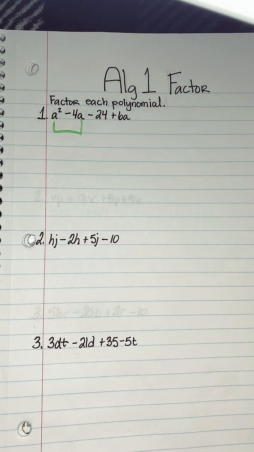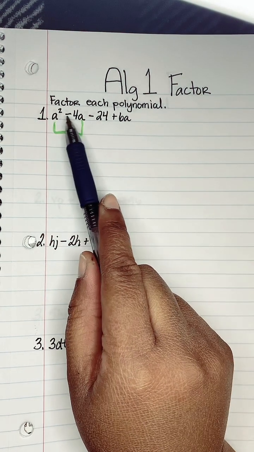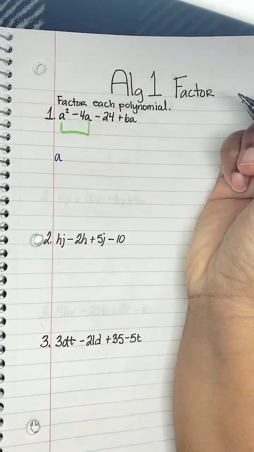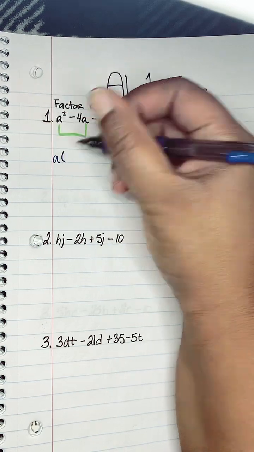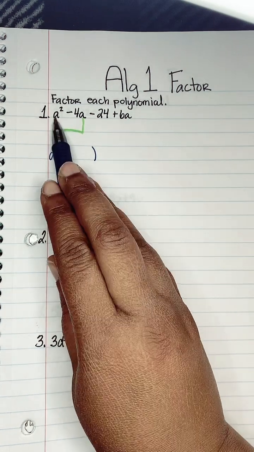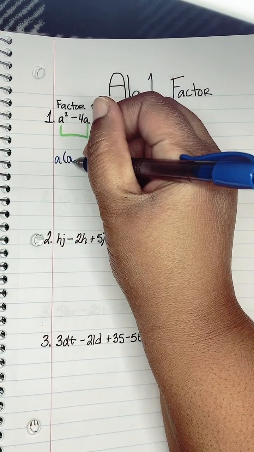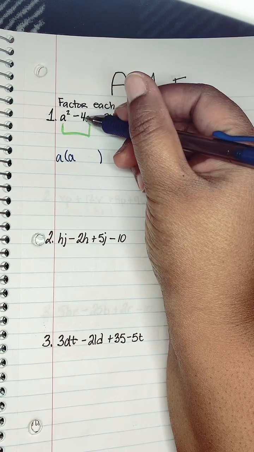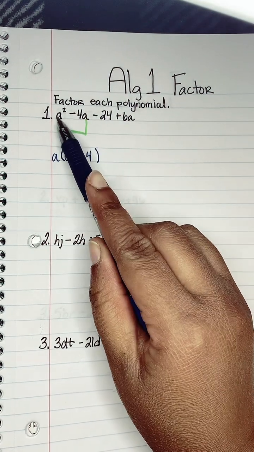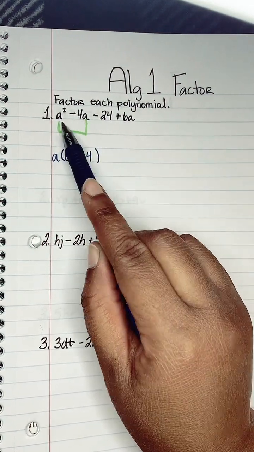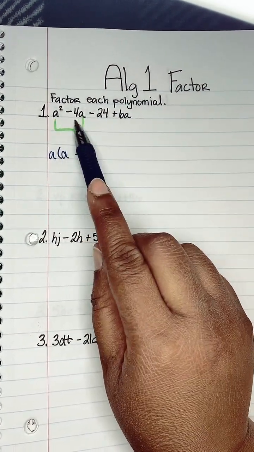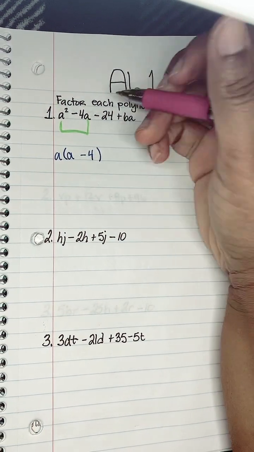What do those 2 things have in common? Well, the first 2 have an a in common, so we can take out an a. Then we have parenthesis. And then we ask ourselves, what times what gives us a squared? Well, we have 1a, we need another a. And then what times what gives us negative 4a? Well, a negative 4. So we just look at only the first 2. They only had a in common, and then we do our distributive property to see if we can get back to this. Then we go to the next pair.